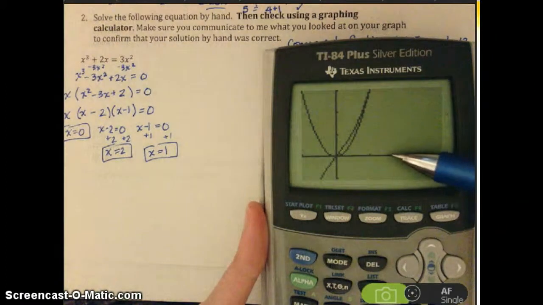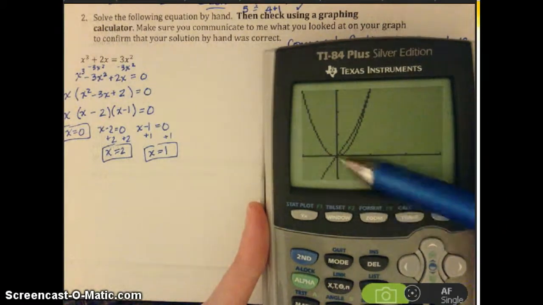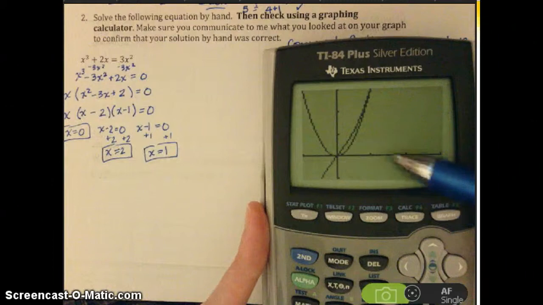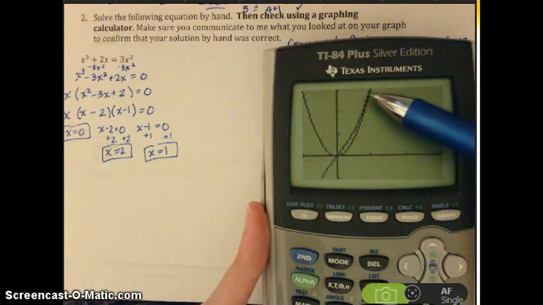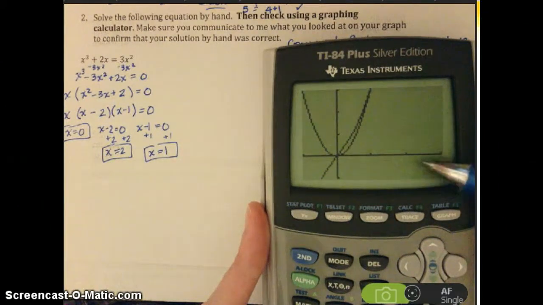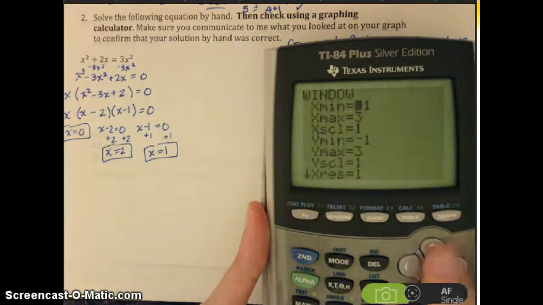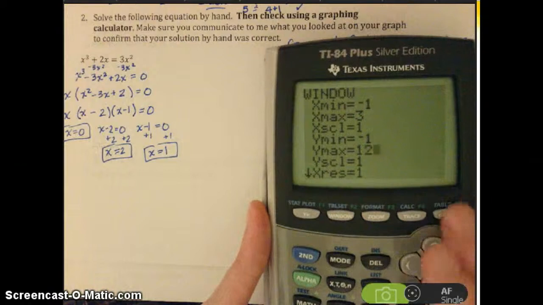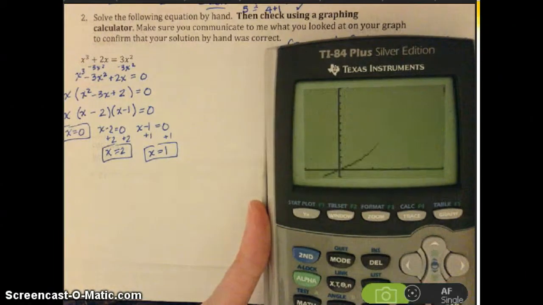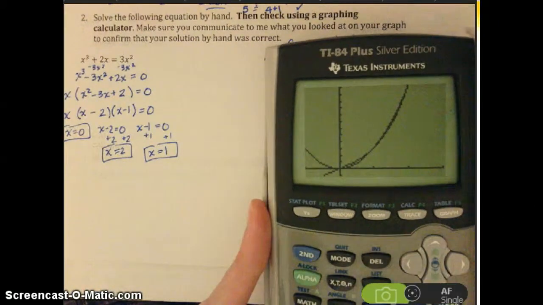Okay, so here's x equals 0, I see an intersection, x equals 1, I see an intersection, and x equals 2 is off the screen, so I need to make that a lot taller. Okay, and now let's just check and make sure there really is an intersection right there.